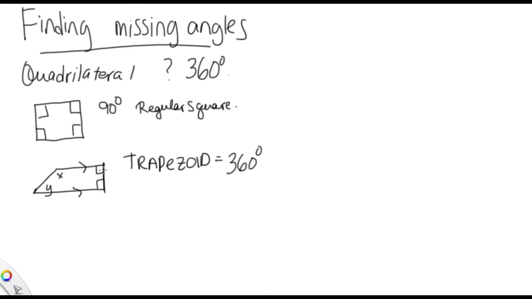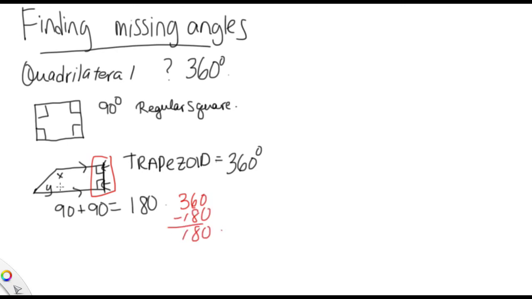Well, I know that these two angles are right angles. So I already have 90 plus 90, which is 180. I also know that this trapezoid is 360 degrees. So if I already have 180 degrees from just this section, that means I can subtract from 360 to see how many is left for X and Y. So 360 minus 180 is 180. That means that X and Y have to equal 180.